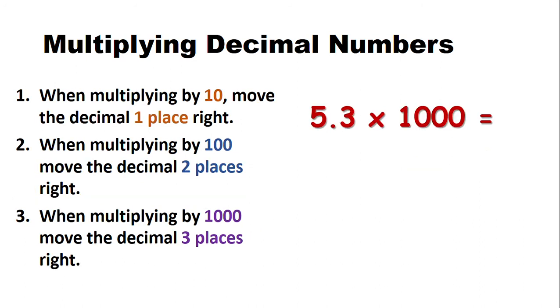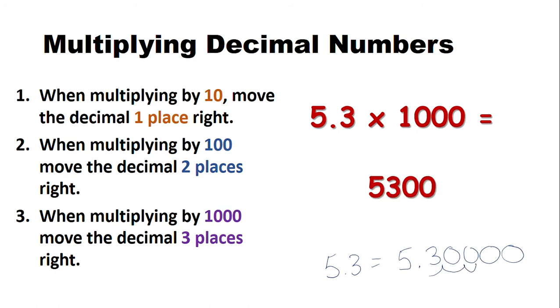And let's try this one, 5.3. Same thing again, we have to remember that 5.3 is the same as 5.3000. We could keep going on forever and ever, and we're going to move that decimal 3 times. 1, 2, 3, and you should predict your answer is going to be 5,300.